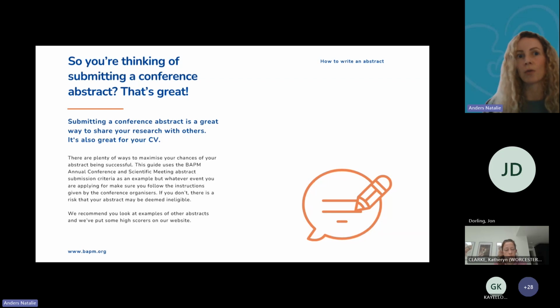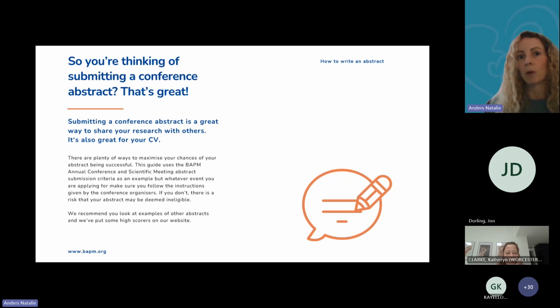The guide that we're going to go through at the minute just looks at the expectation from the BAPM annual conference and the scientific meeting abstract submission criteria as an example. But we appreciate that it might be you applying to other conferences as well. So just be mindful that if you are applying to other conferences, you might need to take into consideration some of the rules and the instructions they have in place. If you don't follow the rules, then obviously there's a risk that your abstract might be deemed ineligible.